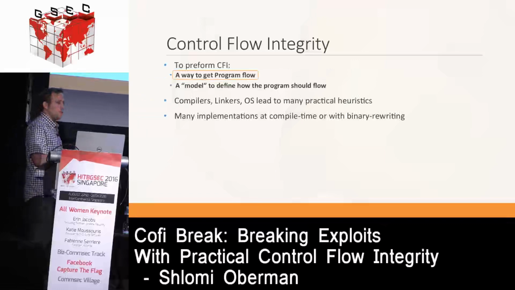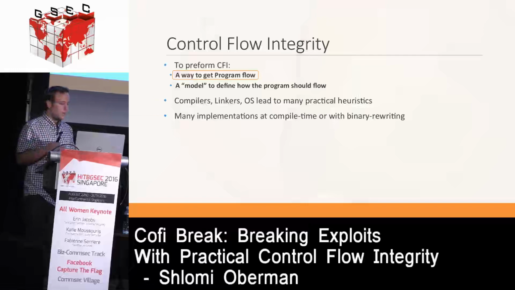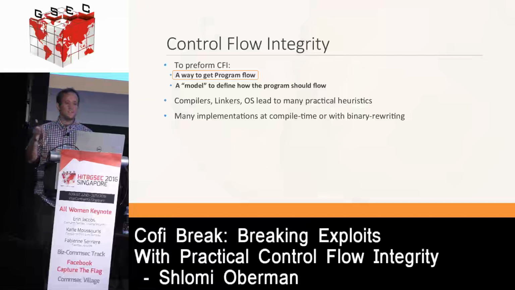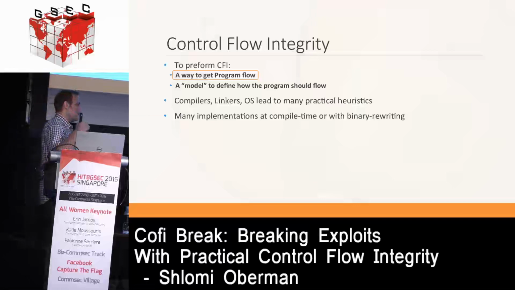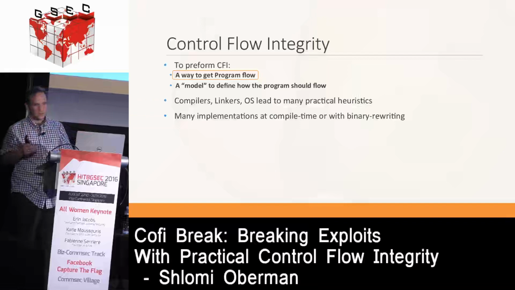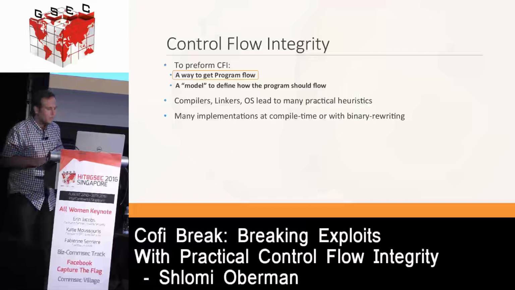Okay, to perform CFI, we have to do two things well. We have to have a way to get the program flow, and we have to have a model to define how the program should flow. Luckily, compilers and linkers write programs, right? So people don't write programs, compilers write programs. So we can assume all kinds of truths about programs, such as functions should return to their caller, right? People don't have to write software that way, but compilers usually do.